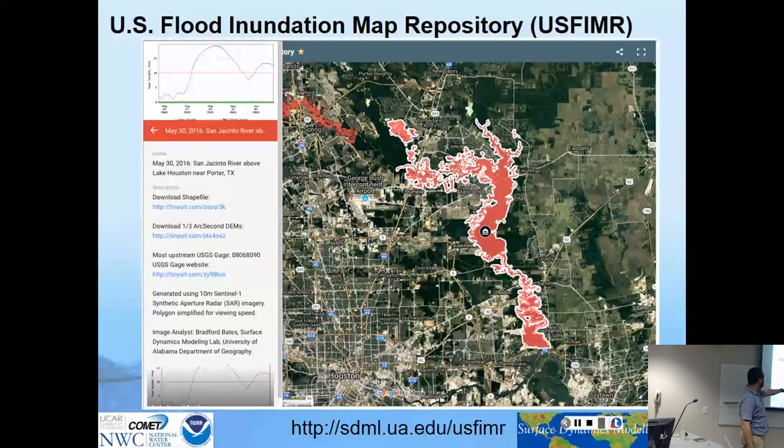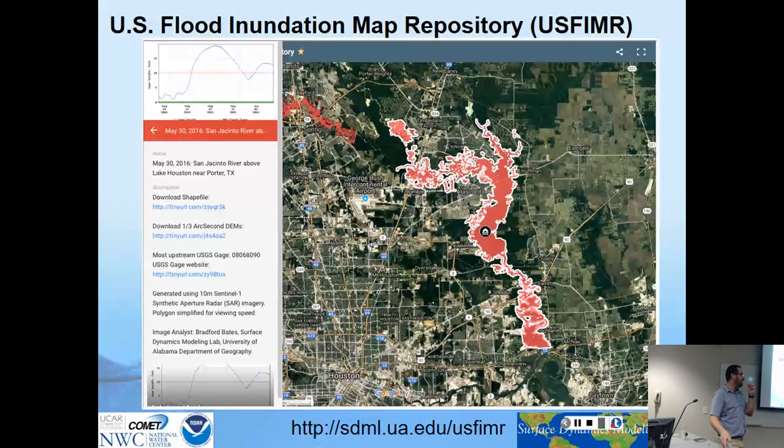Once you click on a map, it will open this side panel, which will give you a download link for the shapefile itself, a download link for the DEM for that location, and a link to the nearest USGS gauging station, so you can even retrieve the hydrograph for that specific event. And also, of course, some metadata and so on. So we think of it as a one-stop shop for modelers to do that.